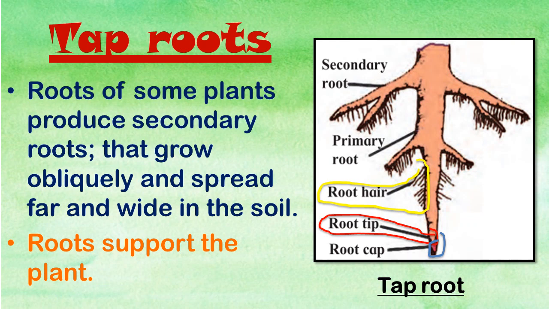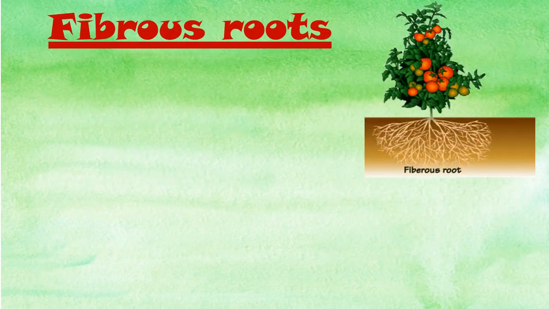Okay, and apart from these, you can observe secondary roots and primary roots. So secondary roots are arising from the primary root. So this is all about the structure of the taproot system. This is the cap. Okay, now fibrous roots.